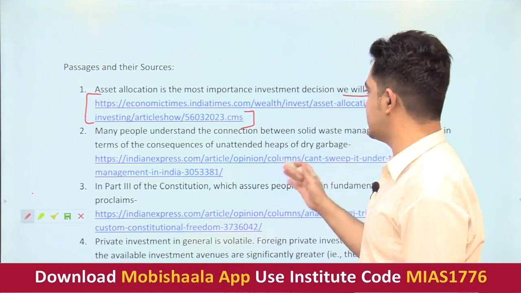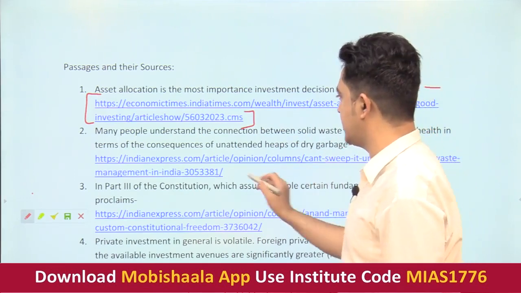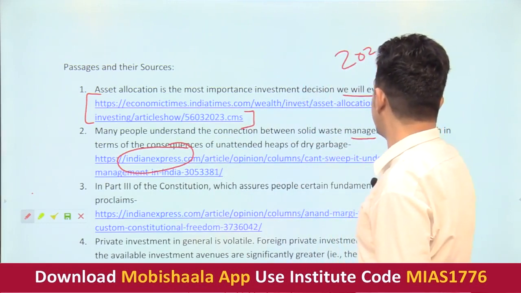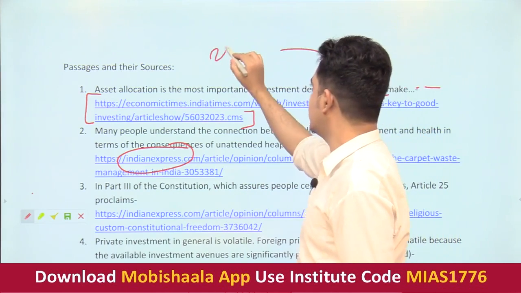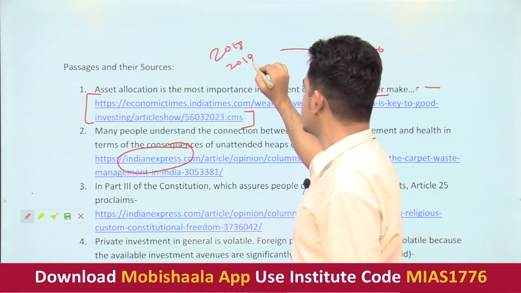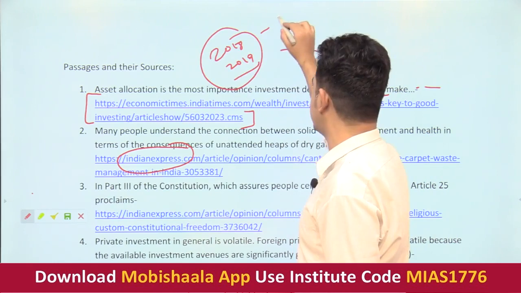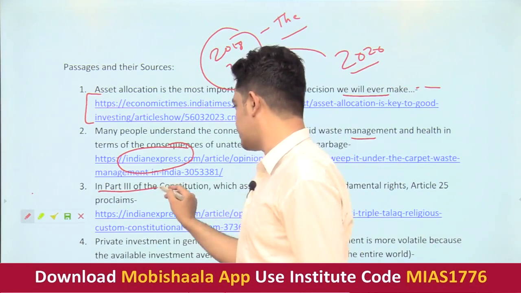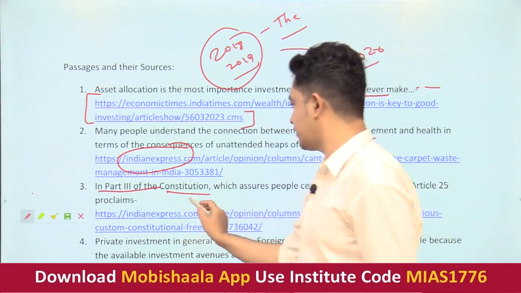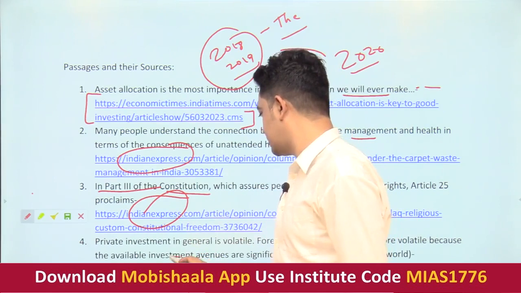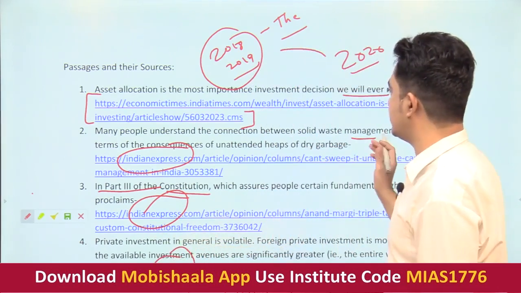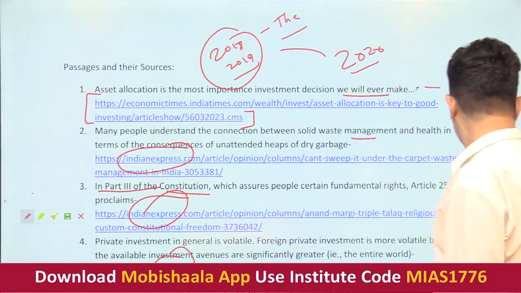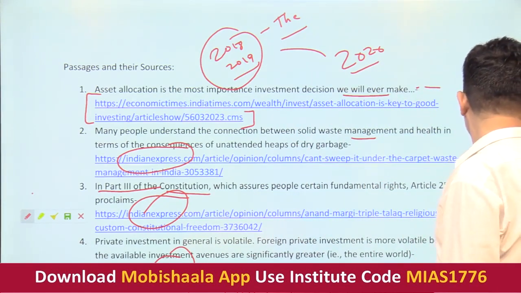The second passage is taken from an Indian Express article. The question was in 2020, but this article is from 2018 or 2019. It is not explicitly fixed that it must come from The Hindu only or the Indian Express only; it's a mixed format. The third passage, on Part III of the Constitution, is taken from the Indian Express, and this one is from The Hindu. Some articles are not usually important from the perspective of the mains exam, but they will be asked in the reading comprehension portion.